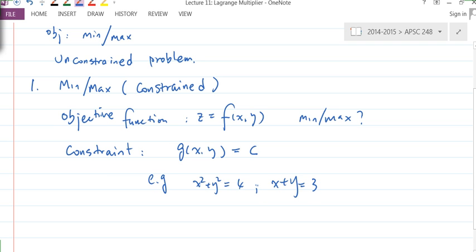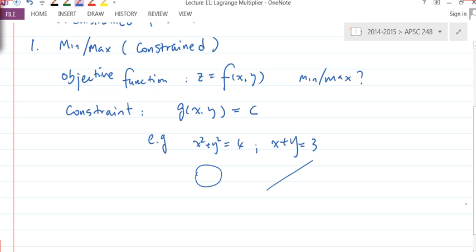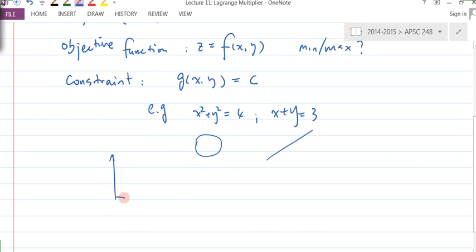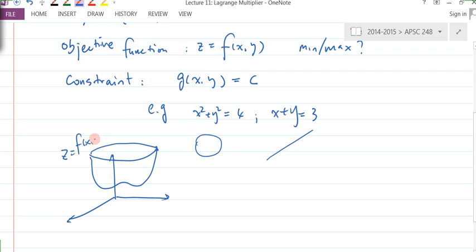Which means you're still looking for the min and max of this function, but it's not anywhere in space. It's being constrained. In this case, it's constrained to this circle. In this case, it's constrained along this straight line, right? So that's basically what I mean here. In other words, if I explain this a little bit better, let's say you have a surface here. So this is your z equal to f of x, y.